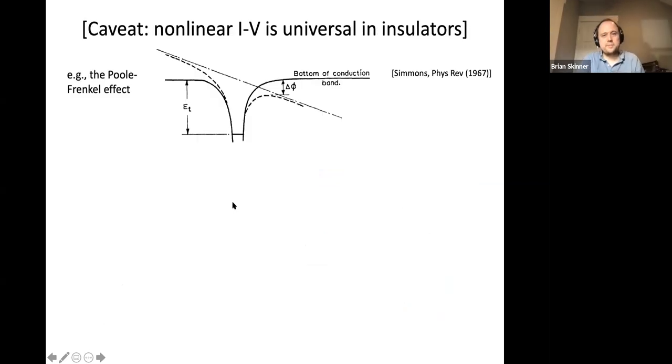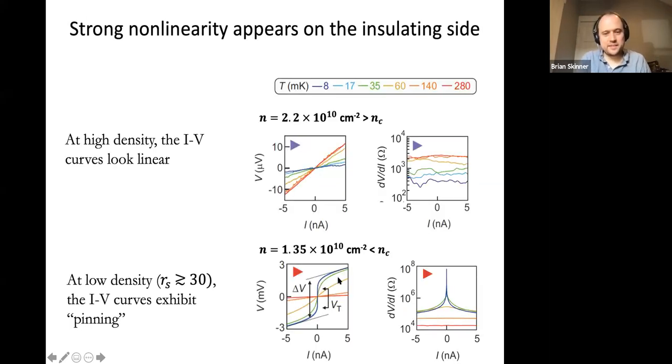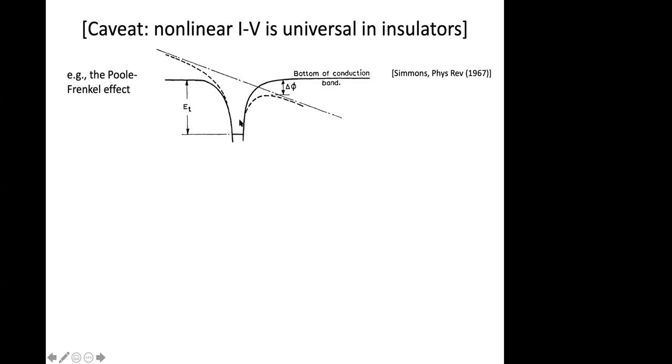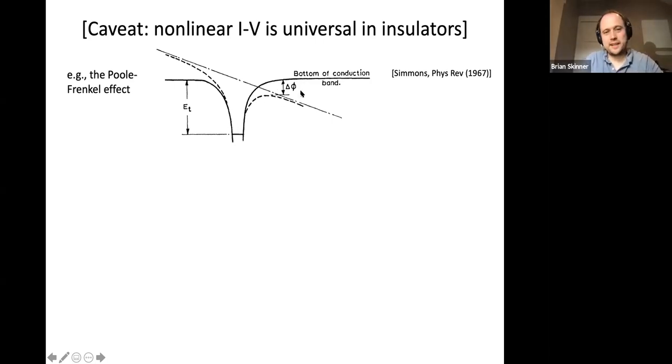Right. So what I should warn you about is that nonlinear IV is not unique to Wigner crystals. In fact, any electrical insulator has nonlinear IV in one way or another. Maybe the most famous version is the so-called Poole-Frenkel effect, where you have electrons trapped in potential wells, and the amount of energy it takes to get out of the potential well can be reduced by applying an electric field. So you apply an electric field, it sort of tilts the potential energy landscape, and now the energy required to get out of the trap is reduced. And so the conductivity, the IV curve, becomes nonlinear. The current depends in a nonlinear way on the applied voltage.